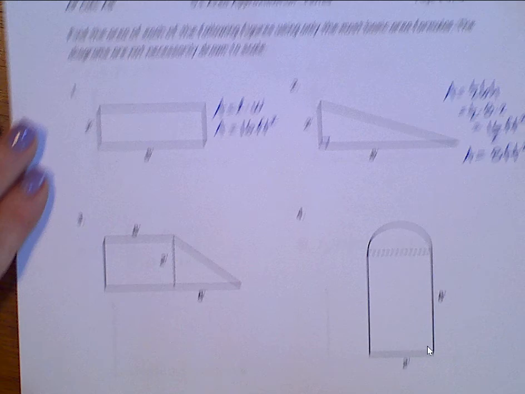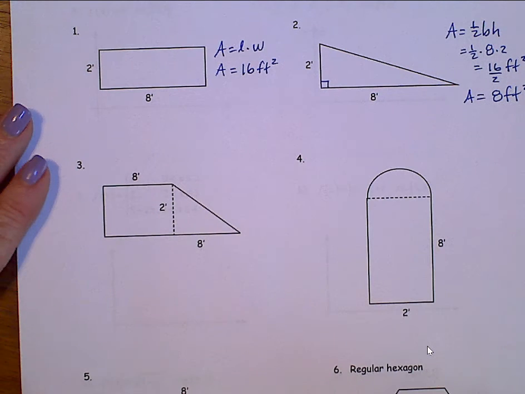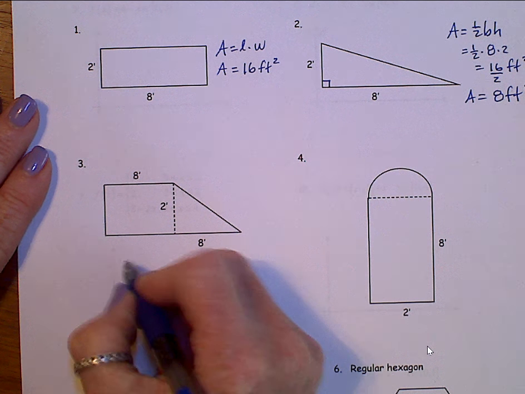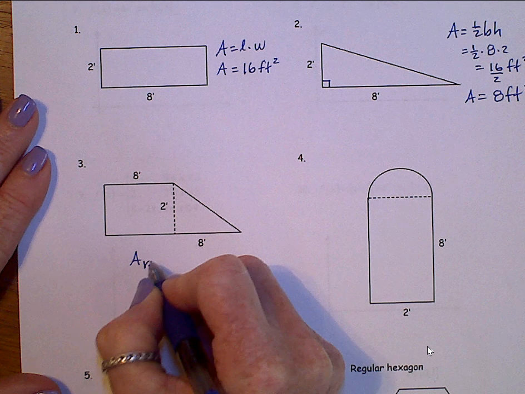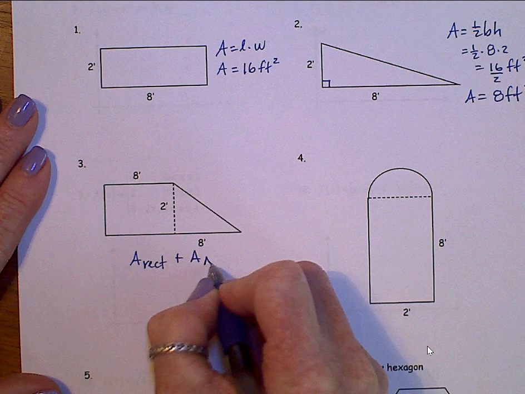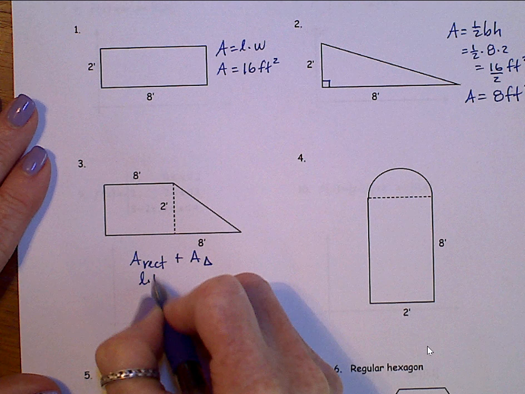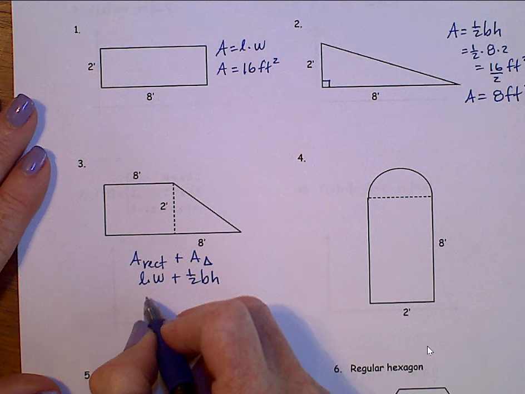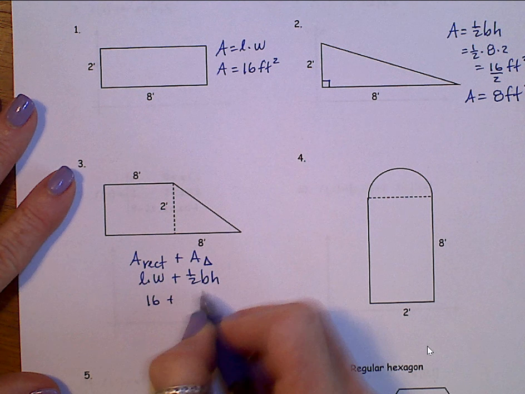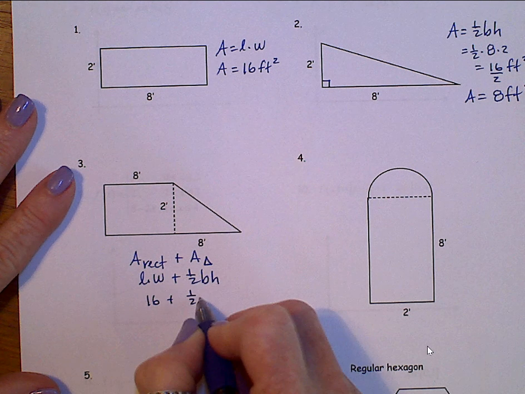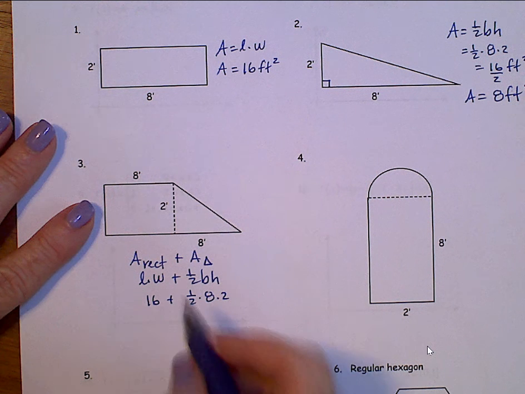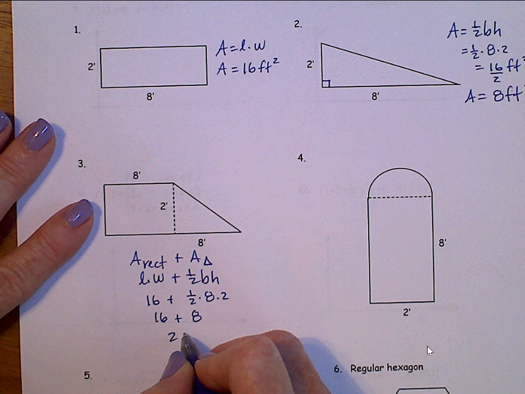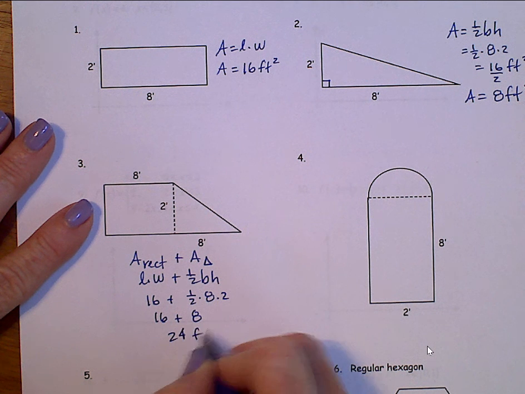Number 3, trapezoid. We can divide this up into a rectangle and a triangle and do area of the rectangle plus area of the triangle. And that rectangle will give us 8 times 2 or 16 plus this triangle, 1/2 8 times 2, which is 16 plus an 8 or 24 feet squared.